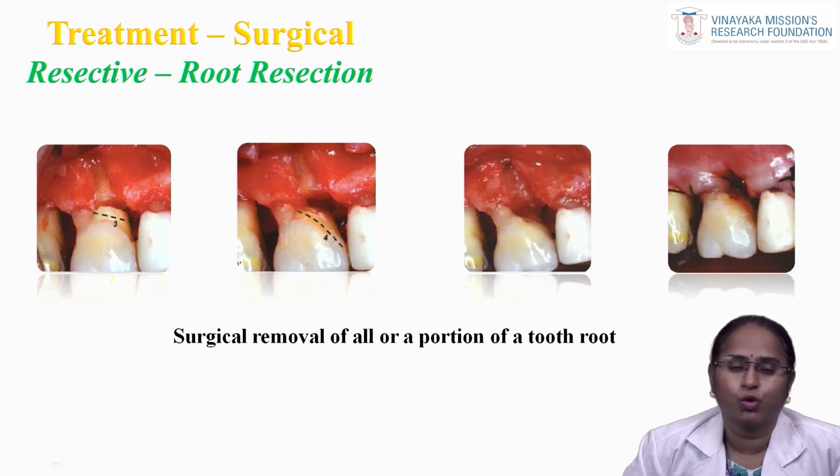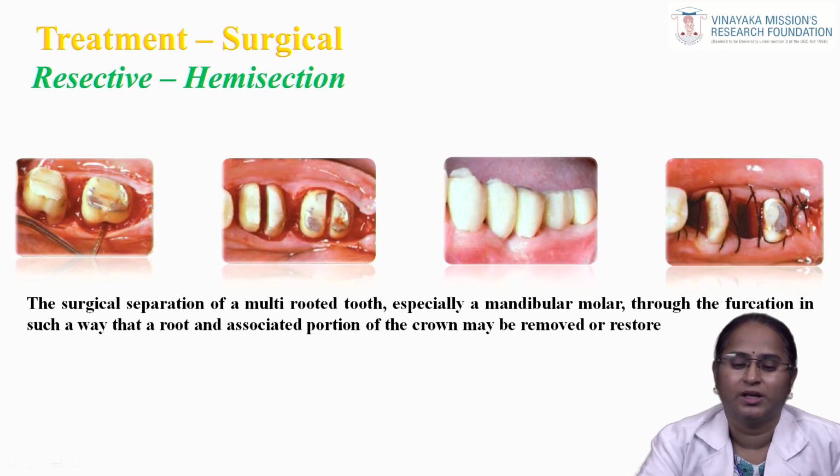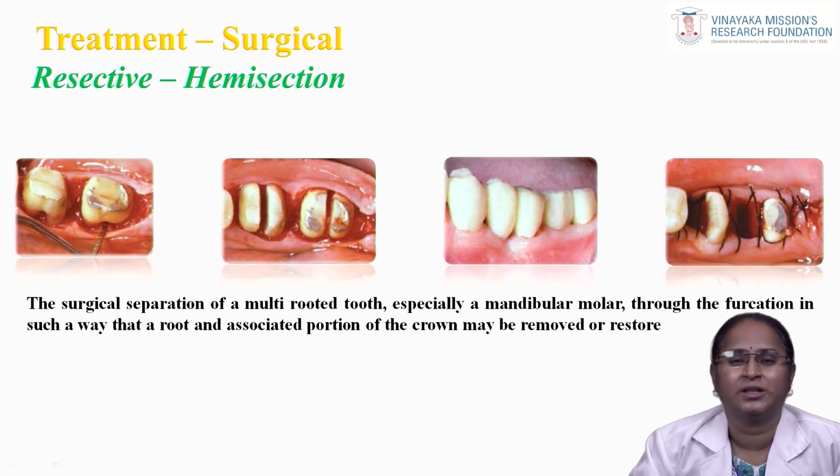Next, coming to the resective type, that is root resection. Root resection is the surgical removal of all or a portion of the tooth root. In this, the root portion will be removed. Hemisection means surgical separation of multi-rooted teeth, especially mandibular molars, through the furcation in such a way that the root and associated portion of the crown may be removed or restored. Here the tooth will be split along with the crown and the root in the furcation area, and if bone loss is more, it will be removed, or sometimes it can be restored.